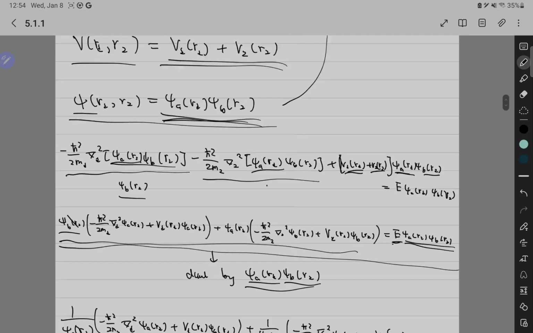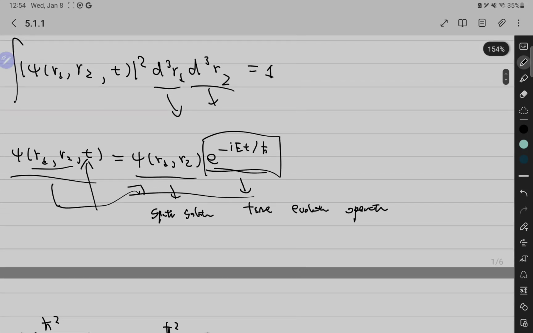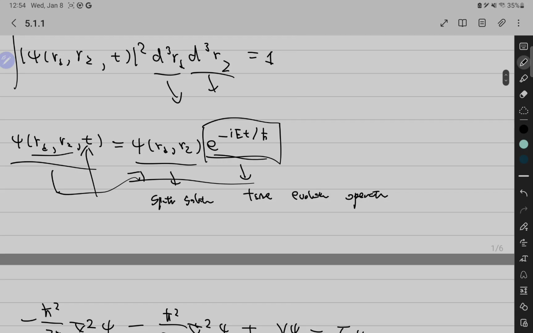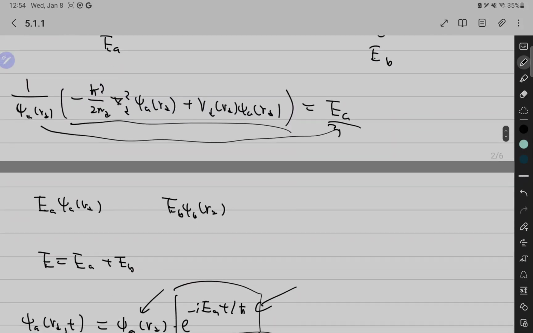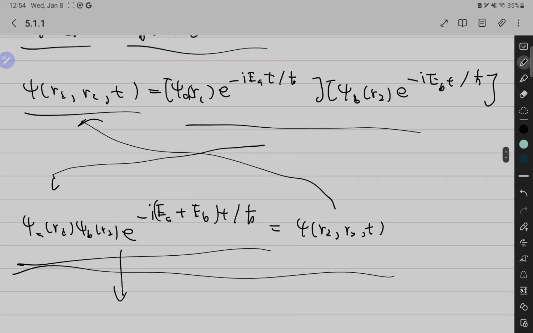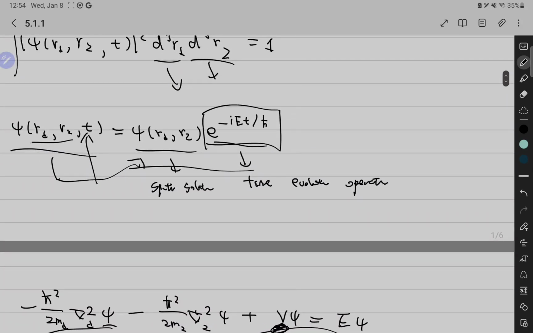So remember how earlier in this part I talked about how phi(R1, R2, T) can be broken down into a spatial solution and a time evolution operator, which is what we have here. Well, we can do the exact same thing for our case here, right? So now we want to revert what we did here. Instead of breaking this into this whole thing right here, we want to revert.